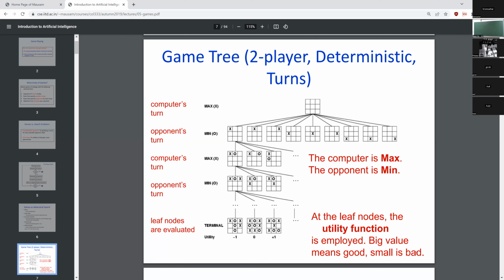Right. So a question to all of you, just as a warm up. What will be the number of nodes in the leaf level, or how many leaf nodes will there be in the game tree of tic-tac-toe?